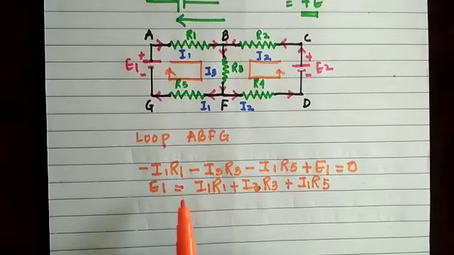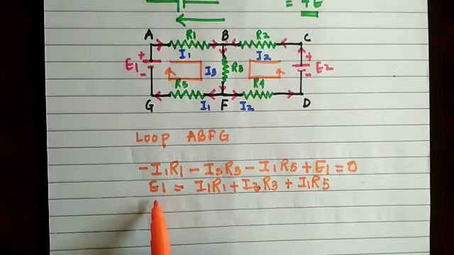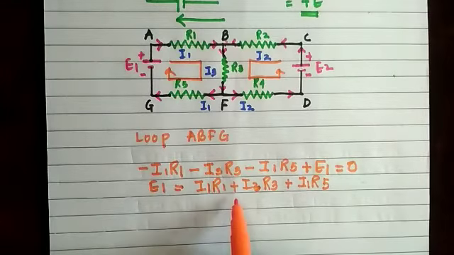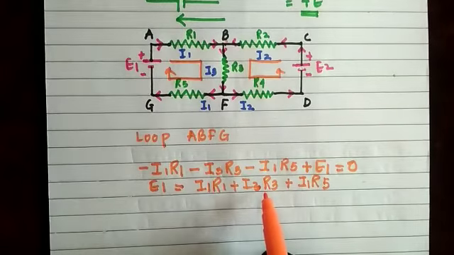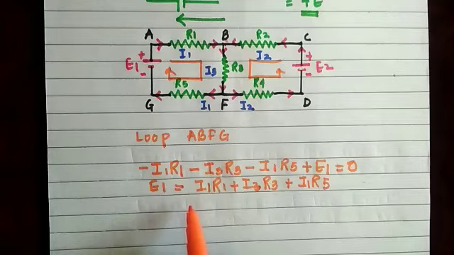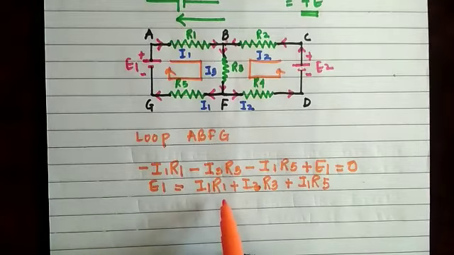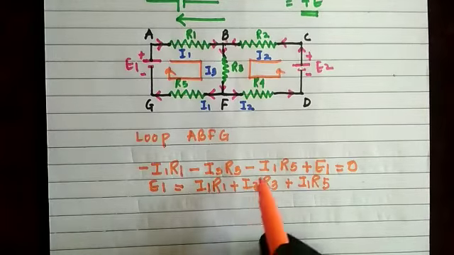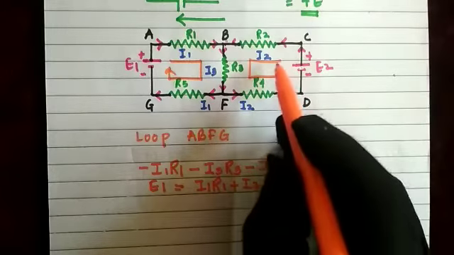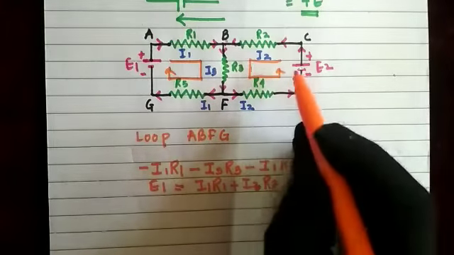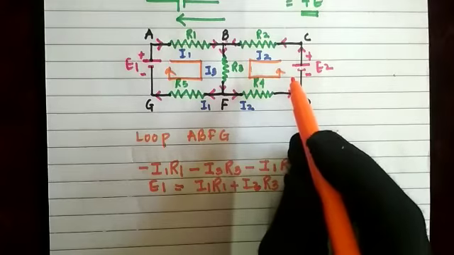That means summation of I is equal to summation of IR. That is, summation of EMF is equal to summation of potential differences. So let's apply Kirchhoff's second law in the second loop, that is loop number 2.